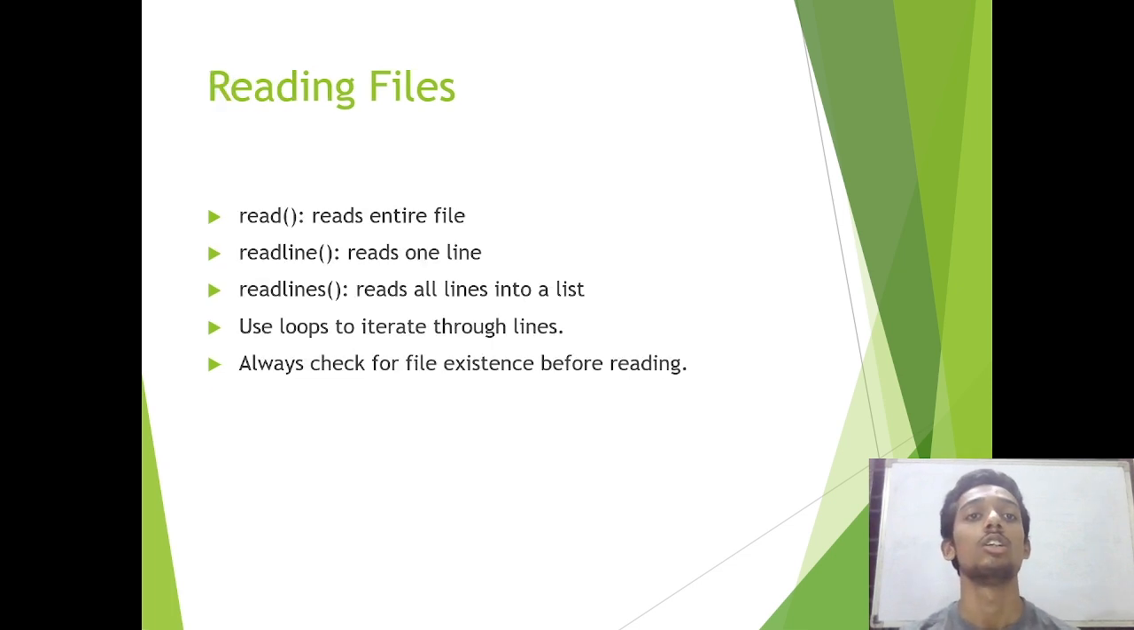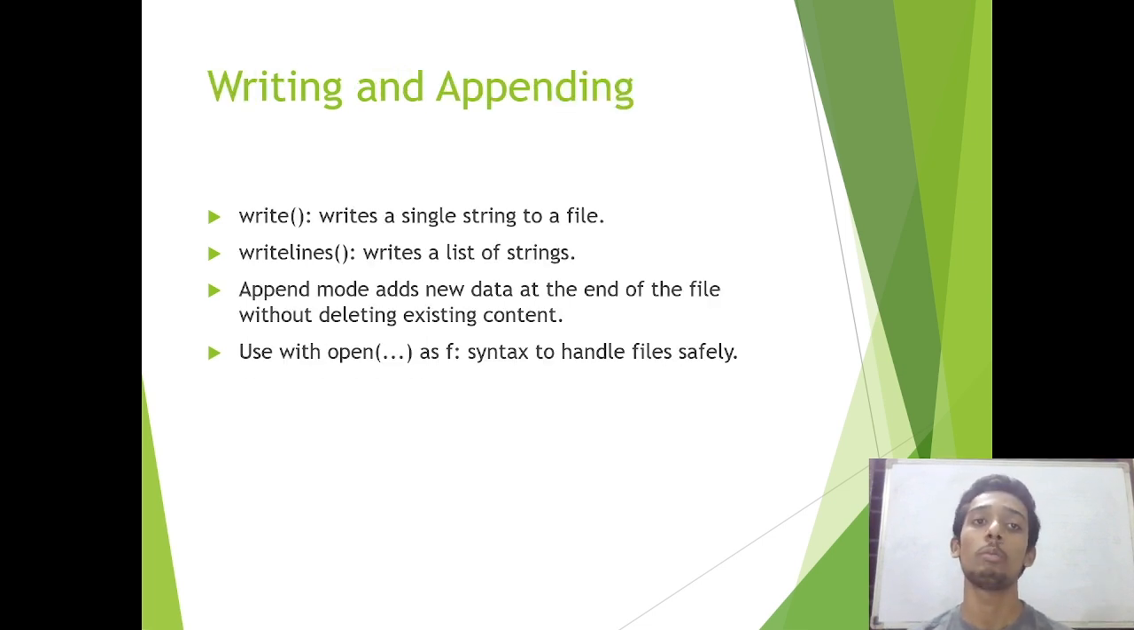So next, how do we read files? You can read files by using the read method or readline method. Readlines method uses loops to iterate through lines, and you can always check for the file's existence before reading. So what does read do? Read reads the entire file, and readline only reads one line, whereas readlines reads all the lines into a list.